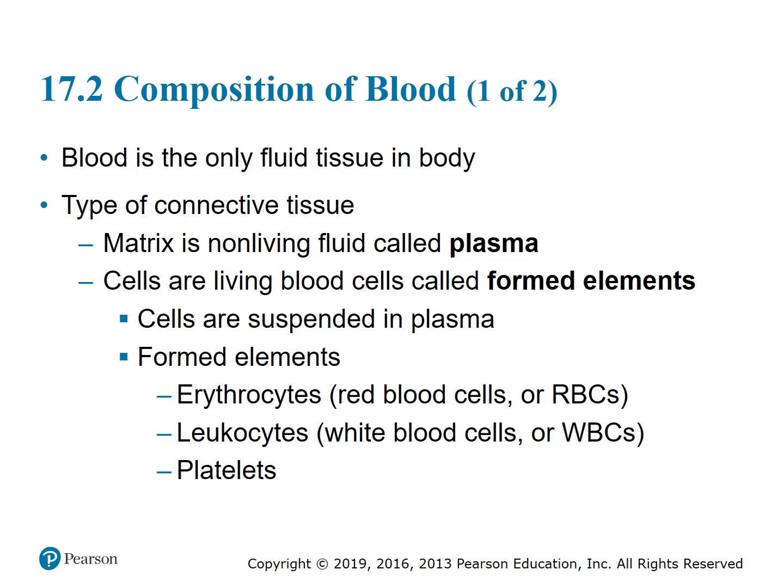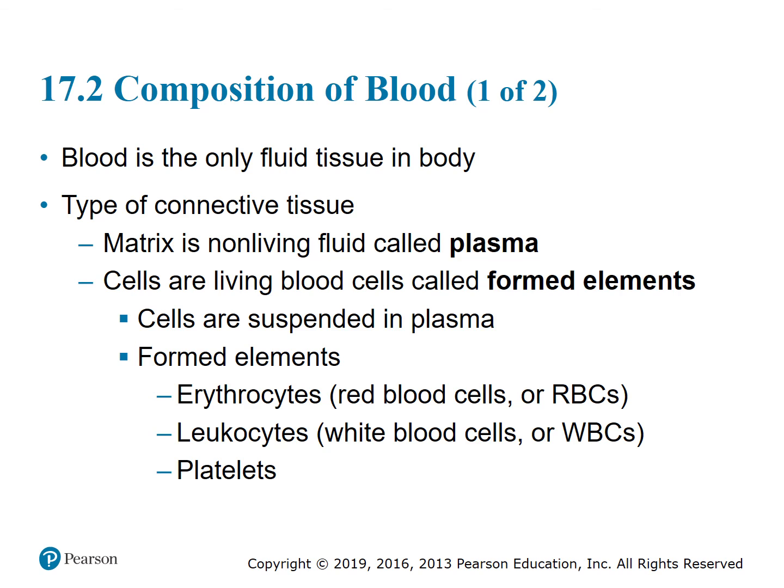Section 17.2, composition of blood. So blood is the only fluid tissue in the body. It's a type of connective tissue, as you remember, and the matrix is a non-living fluid called plasma, and the cells are living blood cells called formed elements, and the cells are suspended in the liquid plasma. The three formed elements of blood are the erythrocytes, or red blood cells, leukocytes, or white blood cells, and the platelets.